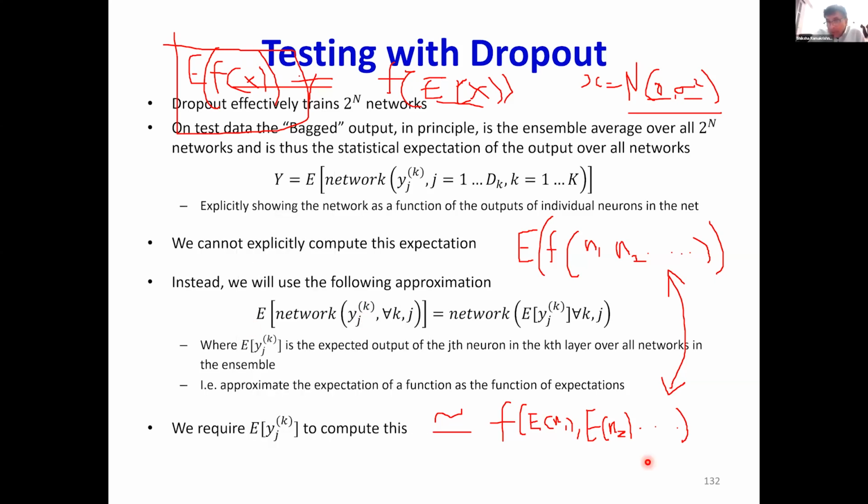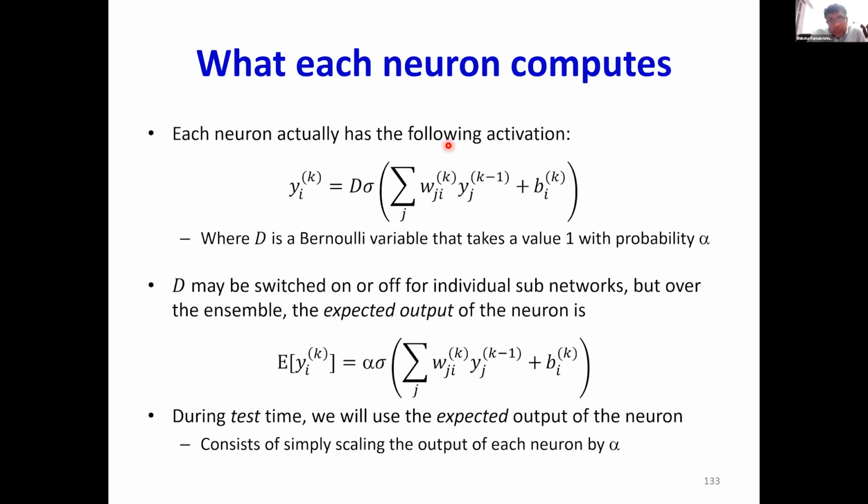Unfortunately, we can't really compute this expectation, so we are going to be using the second term. And so we're going to say that the expectation, the average over all of the 2 raised to n networks, is going to be the network of the expected value of the individual neurons. This is an approximation. But now you can go and look at the individual neurons. And the individual neurons were simply the activation multiplied by my Bernoulli random variable, right? D is the Bernoulli random variable, which took the value 1 with probability alpha.